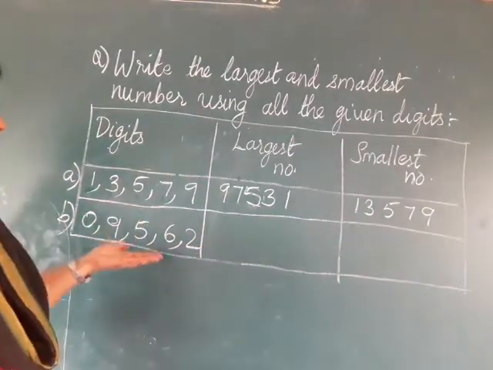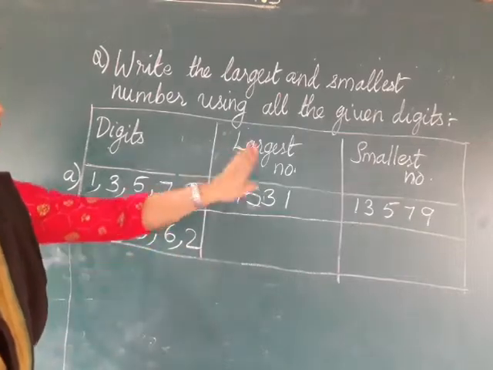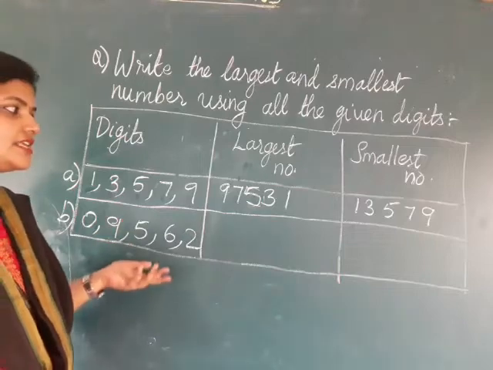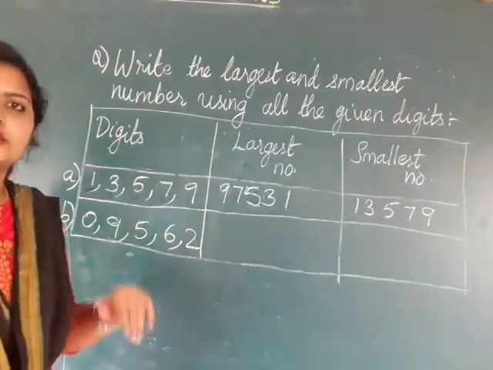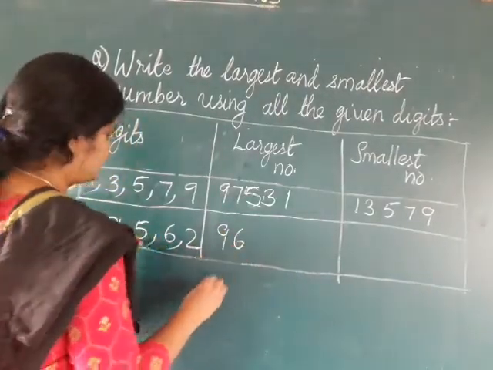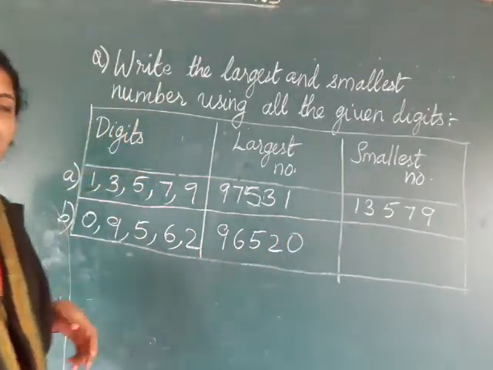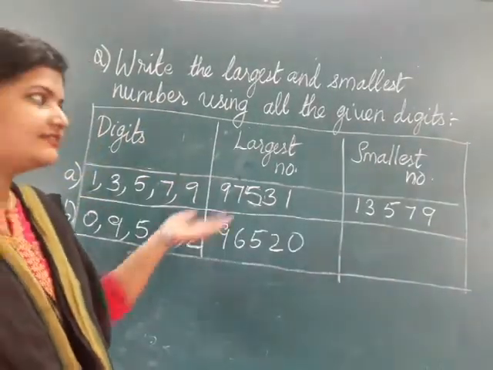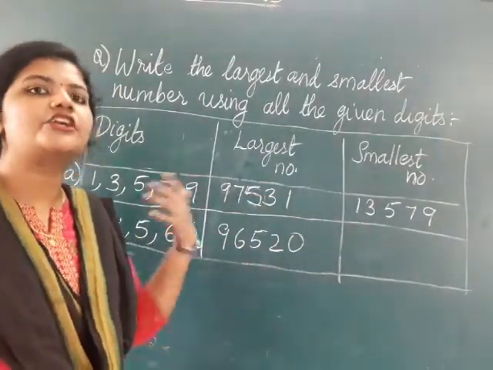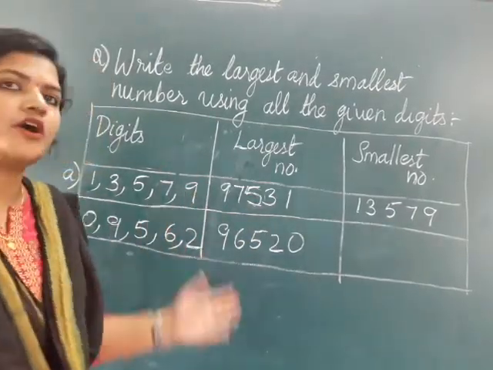Easy, right? Here we have another set of digits: 0, 9, 5, 6, 2. In order to find the largest number, you have to arrange these given digits in the descending order, from the highest to smallest. That is, it will be 9, 6, 5, 2 and 0. Okay. Now we have to find the smallest number using the given digits. How will you find the smallest number? You have to arrange these given digits in the ascending order, that is from the smallest to highest.